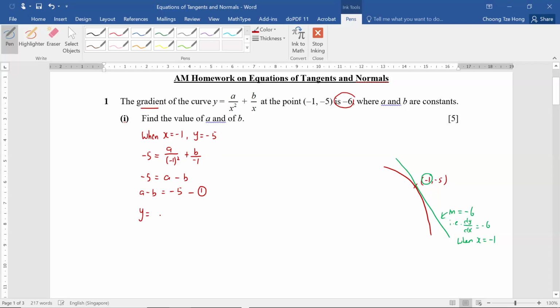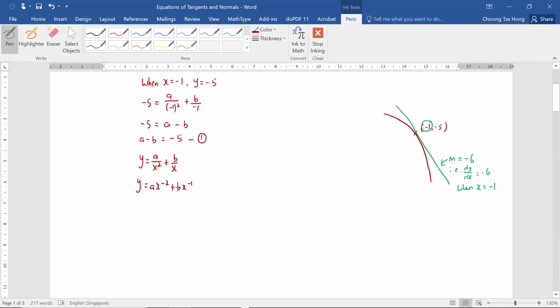So let's prepare the function for differentiation first. So we have this. We'll write it in this form, plus b x to the power of -1. So let's differentiate this. dy/dx equals, power comes down, then -1 to the power. Same thing, -1 comes down, so we get -bx to the power of -2. So in other words, dy/dx will be -2a over x cubed minus b over x squared. So this will be your dy/dx.